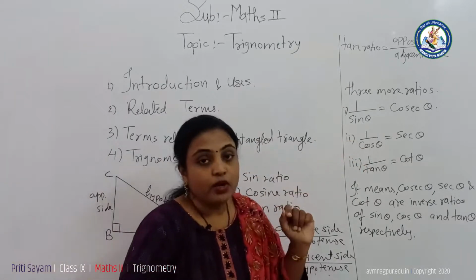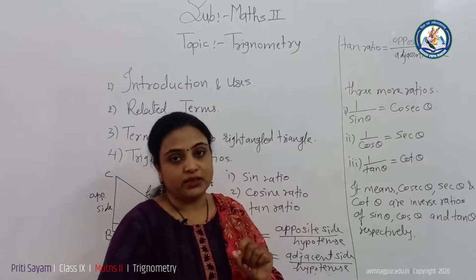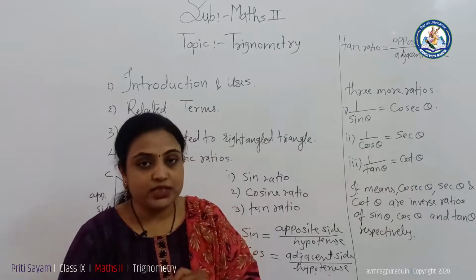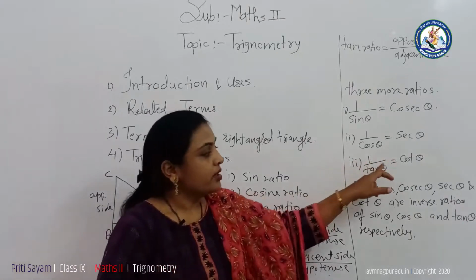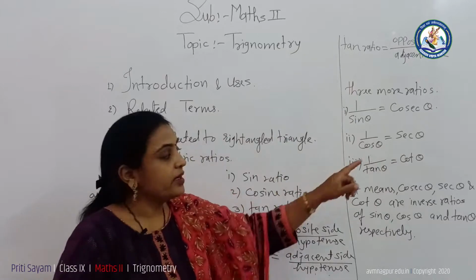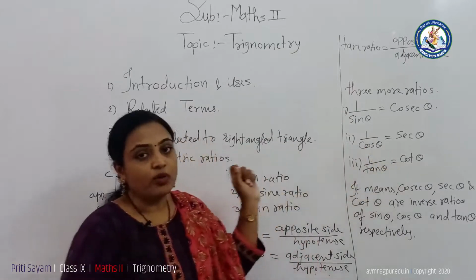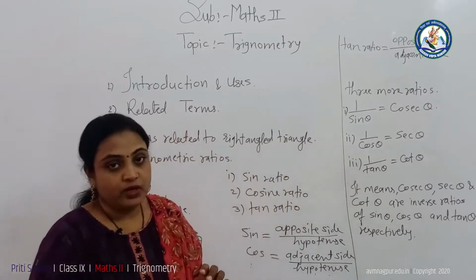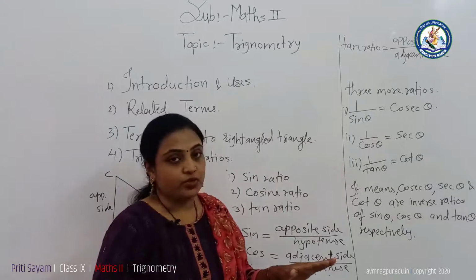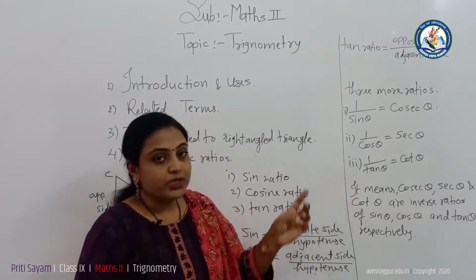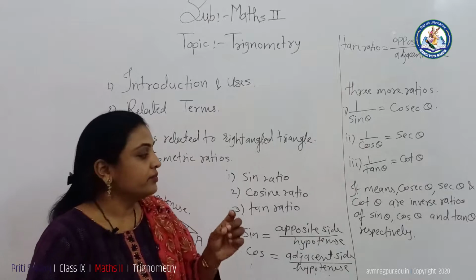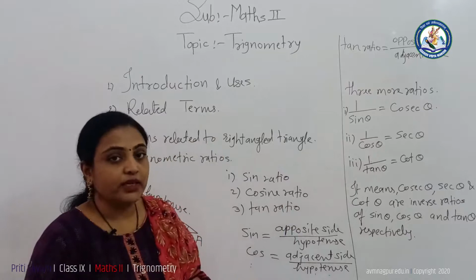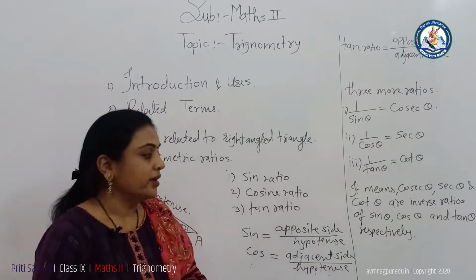Then cot theta. Cot theta is the inverse of tan theta. As the tan theta ratio is opposite side upon adjacent side, cot theta means the inverse of tan theta. That's why cot theta in the form of sides is adjacent side upon opposite side. So in total there are 6 ratios. Cosec theta, sec theta and cot theta are the inverse ratios of sin theta, cos theta and tan theta.